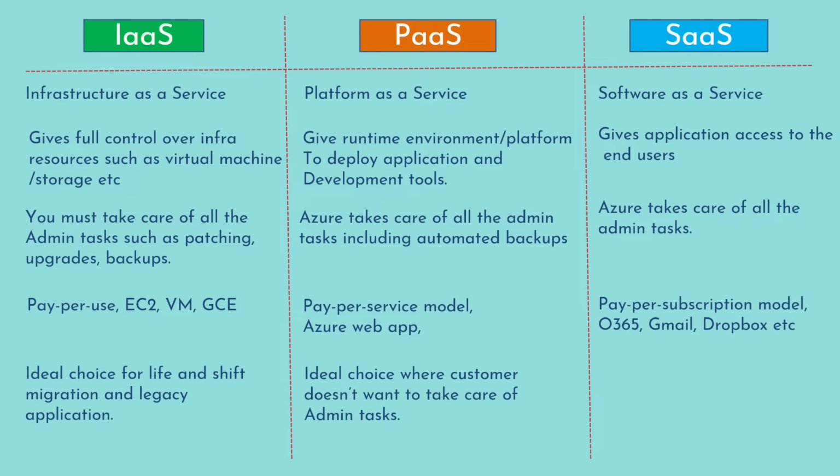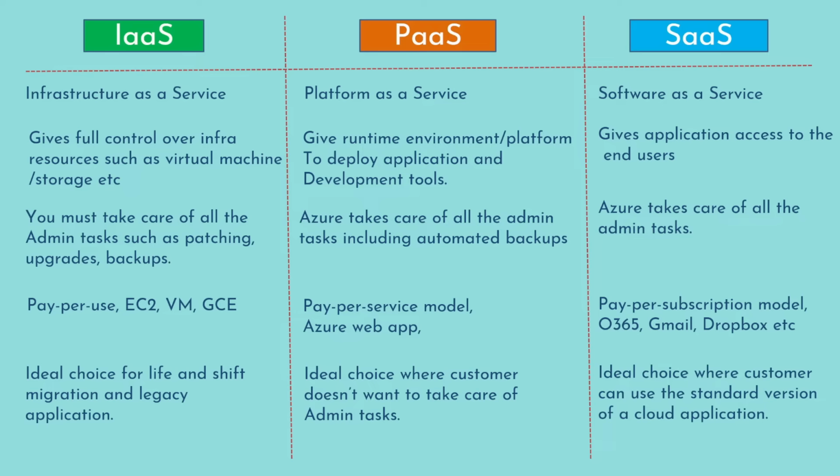PaaS model is again the ideal choice where you do not want to take care of your admin tasks or you do not need the underlying operating system access, and you just want to focus on your application deployment and just start using it. SaaS model is the ideal choice when you can use the standard version of a cloud application without making any customizations.